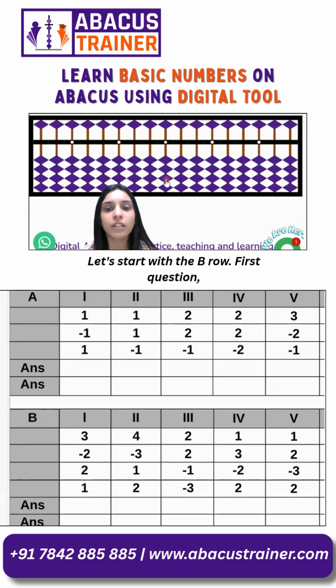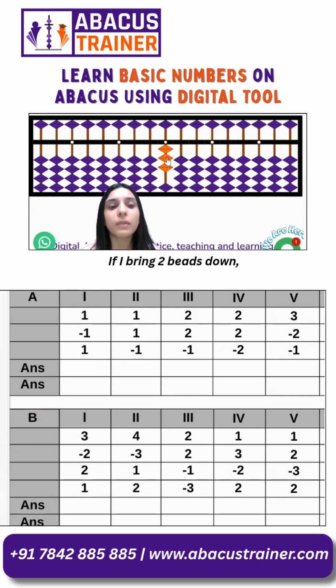First question, 3, okay? Then less 2, add 2 and add 1. All of us know, right? All of us know that when we add 3 beads, it is plus 3. Okay, 1, 2 and 3. Then if I have to do less 2, if I bring 2 beads down, this is less 2. Now plus 2. How will I do plus 2? 2 beads up, plus 2, and this is plus 1.